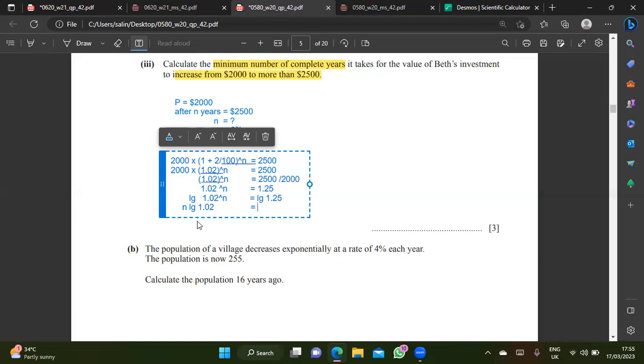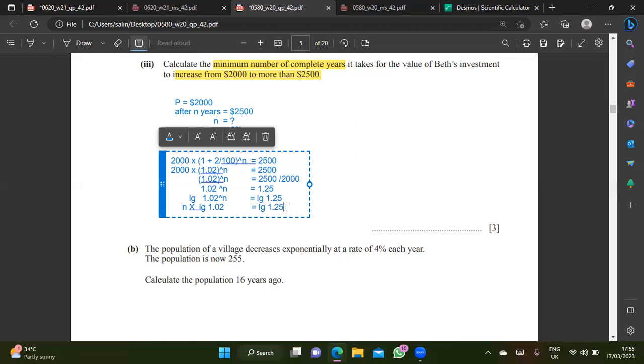So this one is log 1.25. How do we deal with log? It's the same thing as how we deal with other algebra. I want to find my n. What is the relationship between n and my log 1.02? When you bring this n to the front, the relationship is actually multiplication. There you go. So if that is the case, can I apply my algebra rule to this?